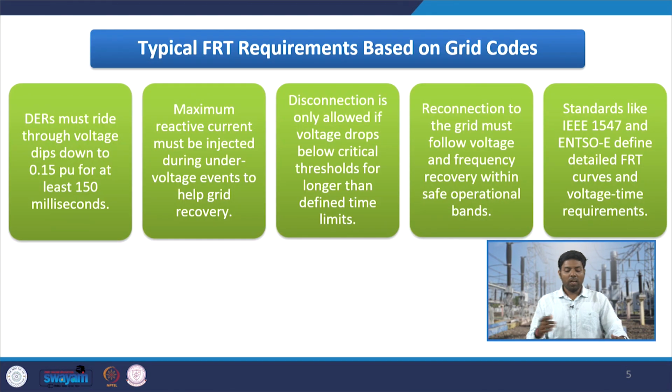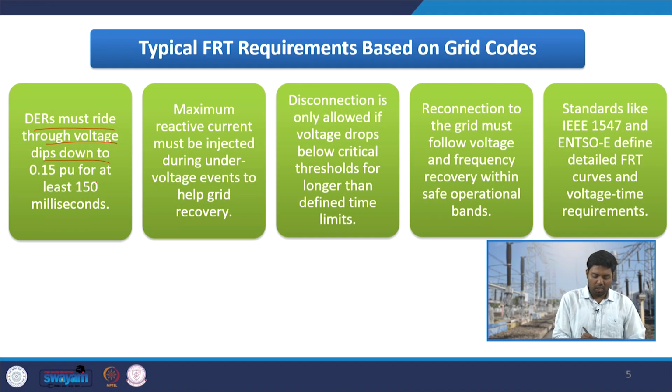Okay. So, typical FRT requirements or grid codes: DERs must ride through voltage dips down to 0.15 per unit for at least 150 milliseconds.